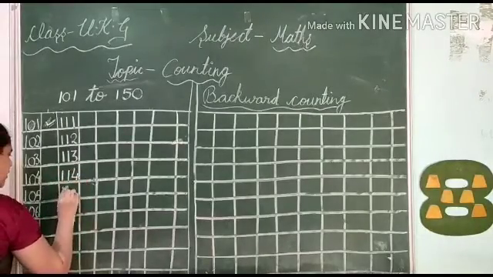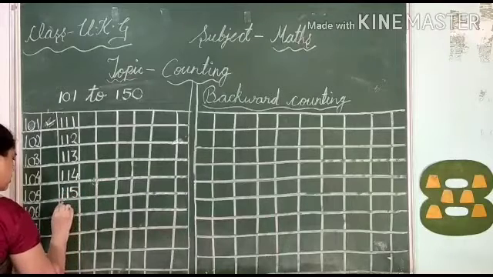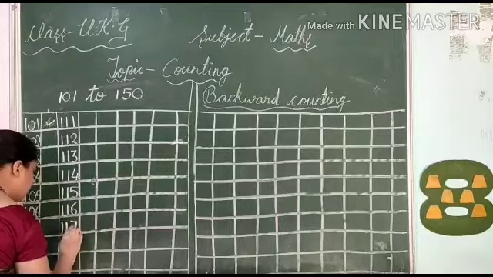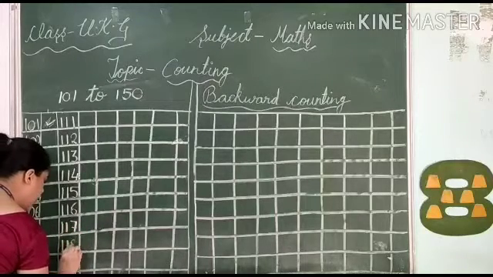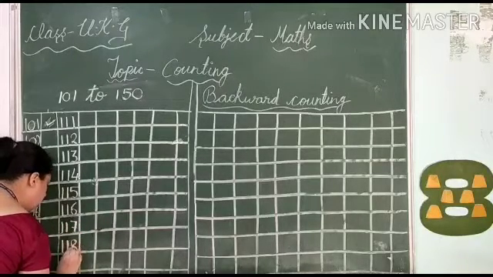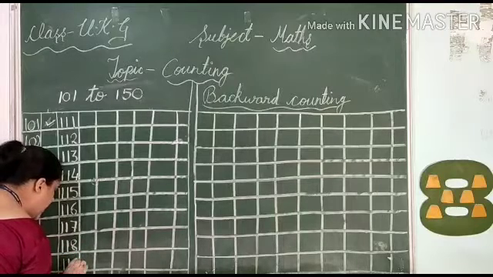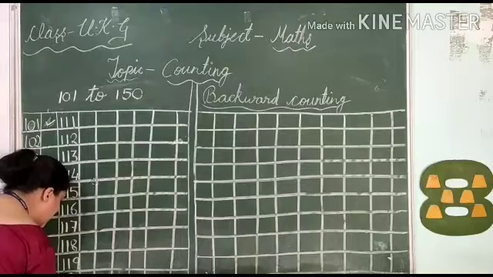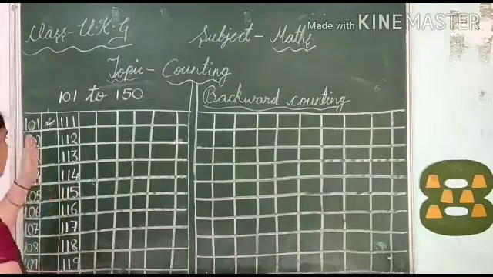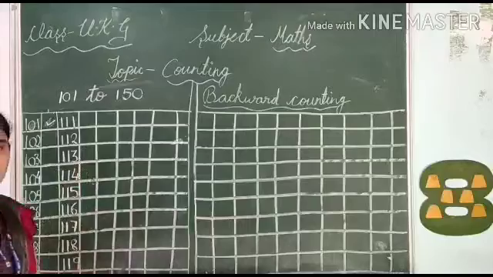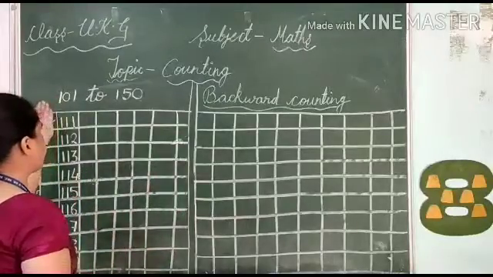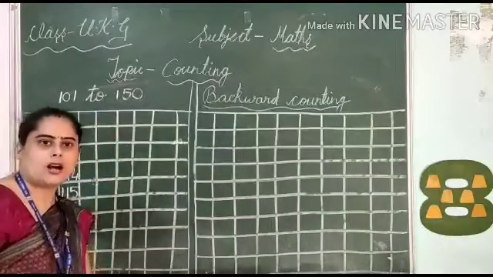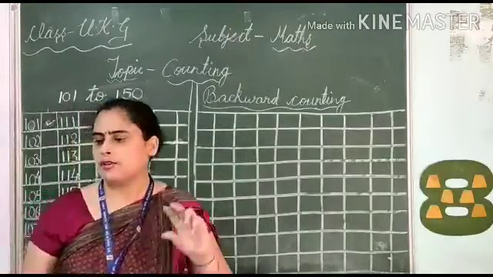114, 115, 116, 117, 118, 119 and 120. Like this you have to write the numbers from 101 to 150. Now I will show you from the circles.